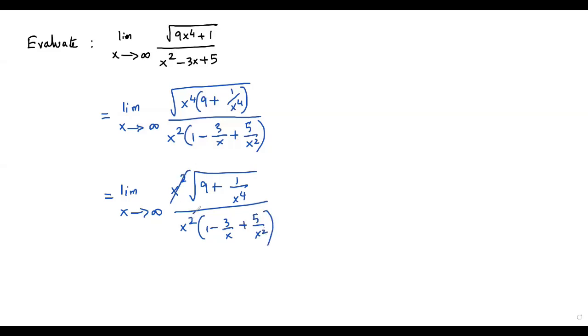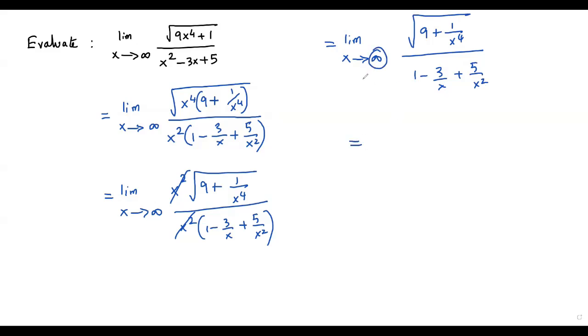So this x squared will cancel out. I'm getting the limit x tends to infinity of the square root of 9 positive 1 over x to the fourth power, over 1 negative 3 over x positive 5 over x squared. That's all the simplification we can do. Now we can plug in the limit for x, that is we can plug in infinity for x into the function.